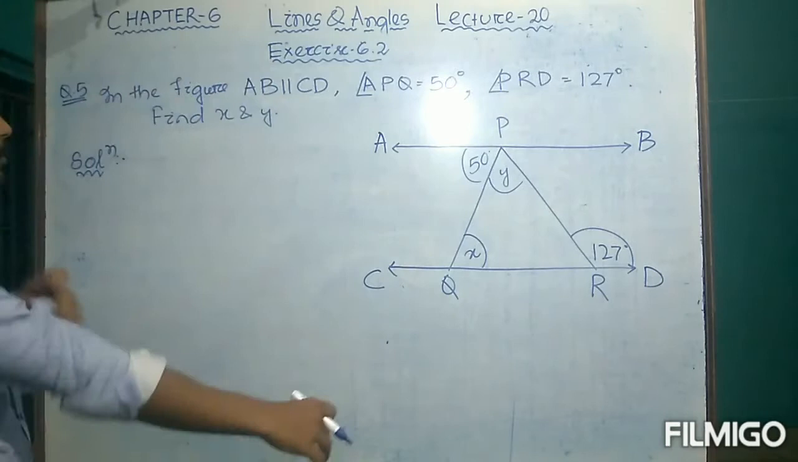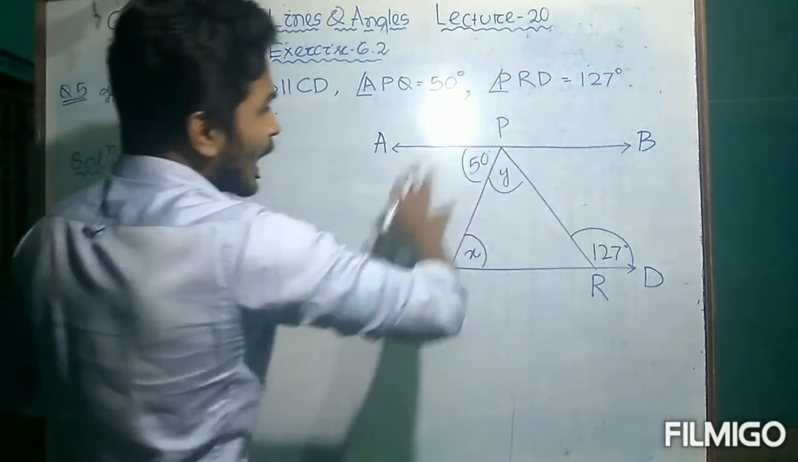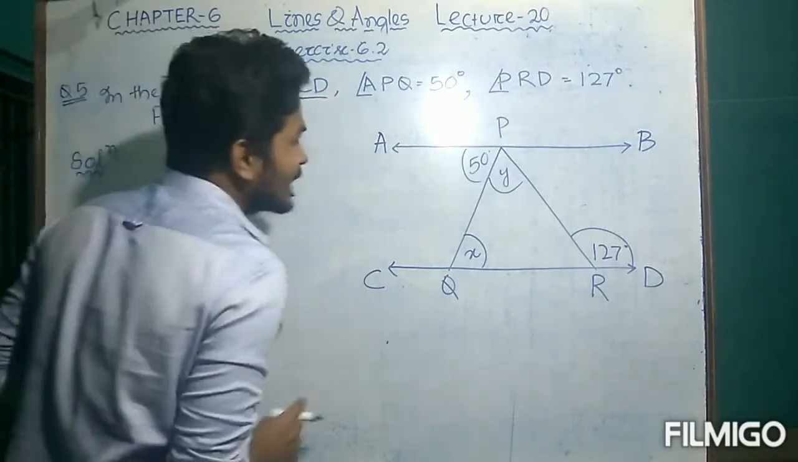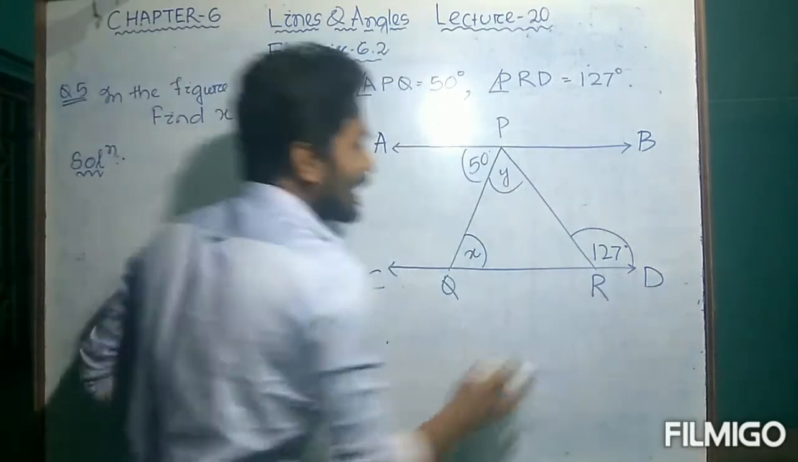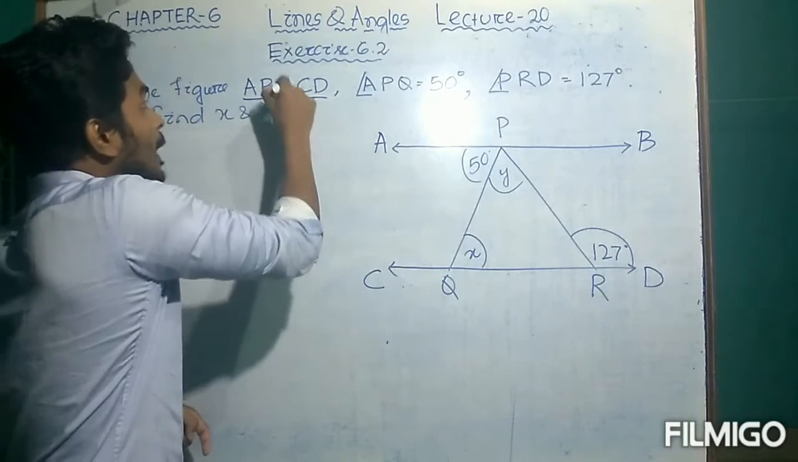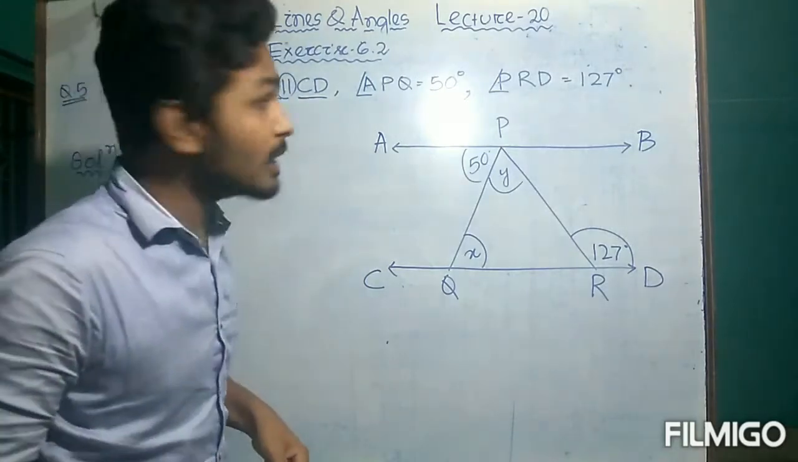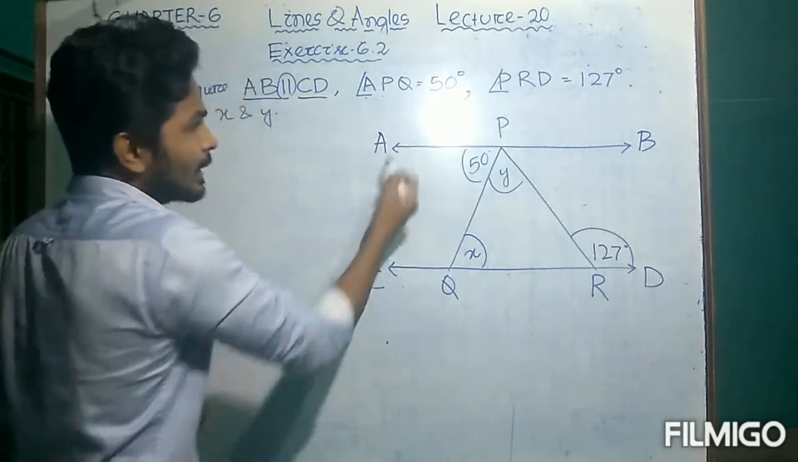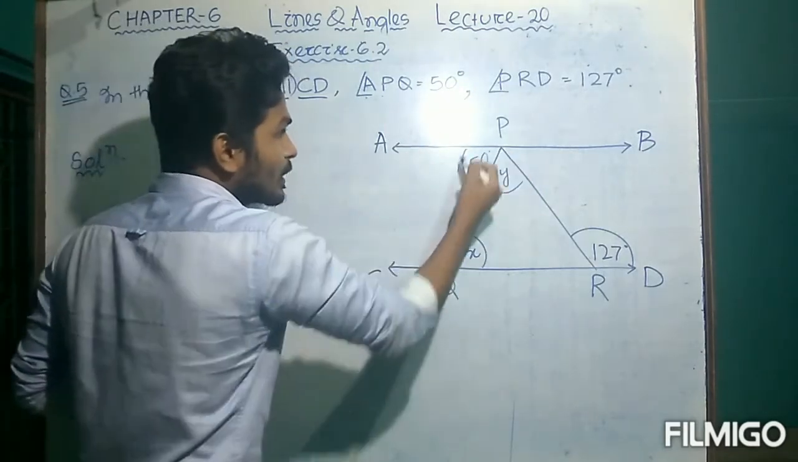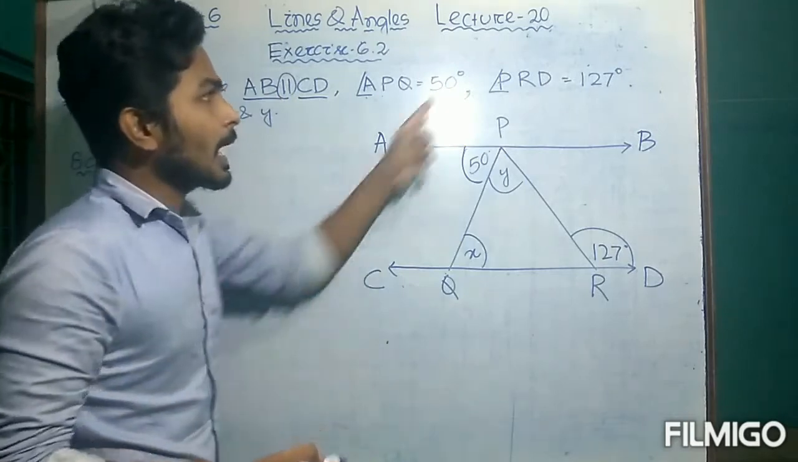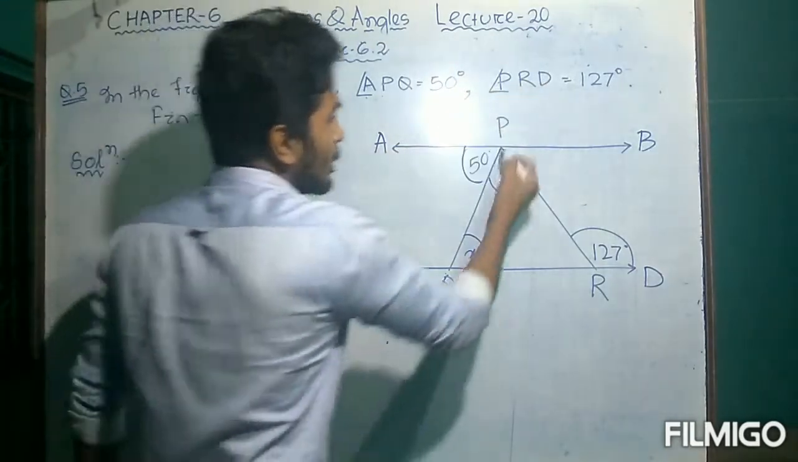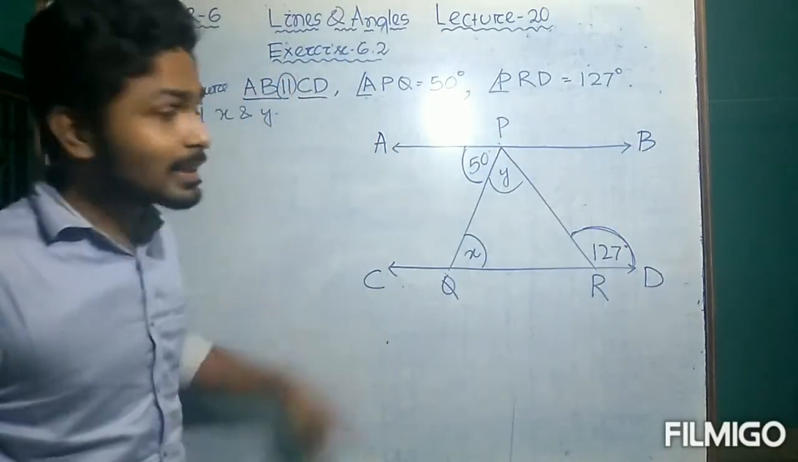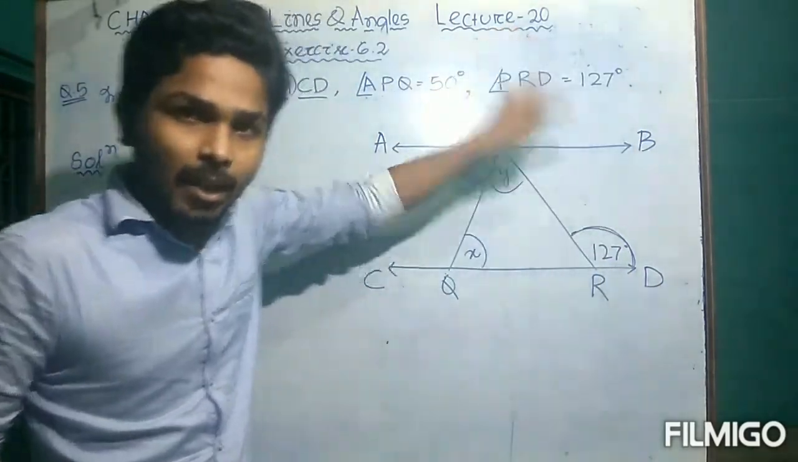According to the first question, there is a figure, and from this figure it is given that there are two lines AB and CD, and these two lines are parallel to each other. Understood? Then the angle APQ is equal to 50 degrees, and the angle PRD is equal to 127 degrees. These are the basic data given in this figure.